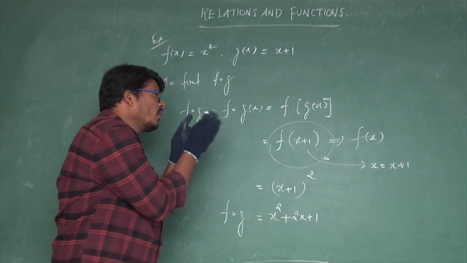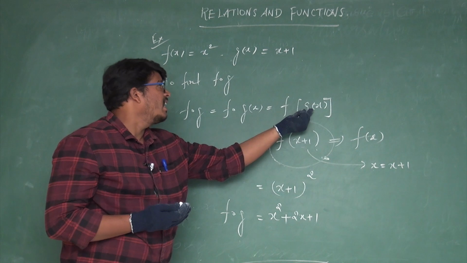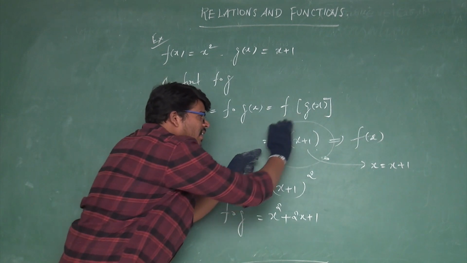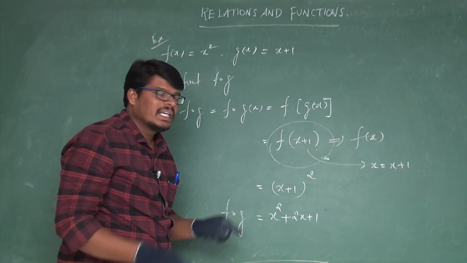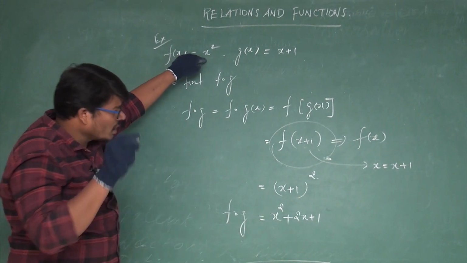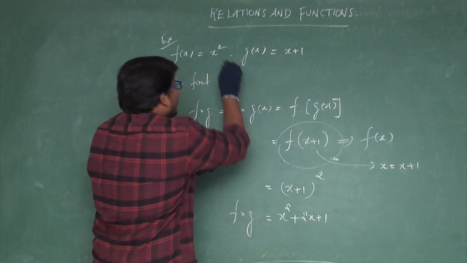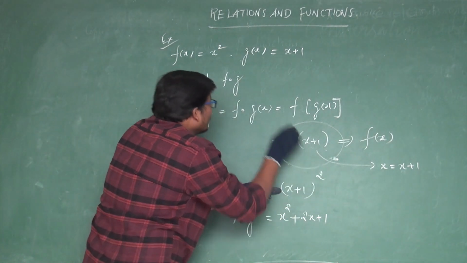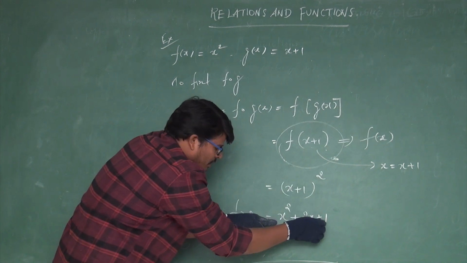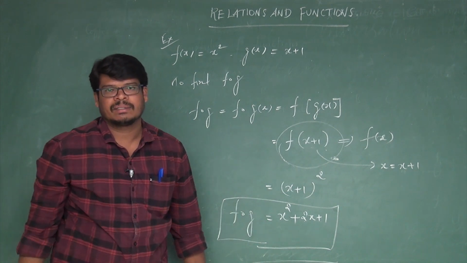F dot g, the composition of two functions, is f of g of x. F is outside, g is inside. Here g of x is x plus 1. Now substitute the value. The total function is f of x, which is x square. Now x is replaced by x plus 1, giving x plus 1 whole square, equal to x square plus 2x plus 1. That is f dot g, a composition of two functions.